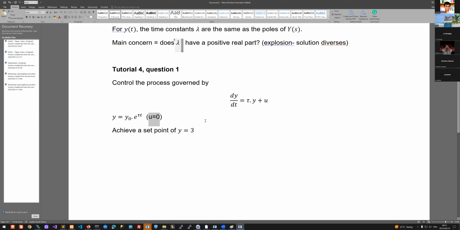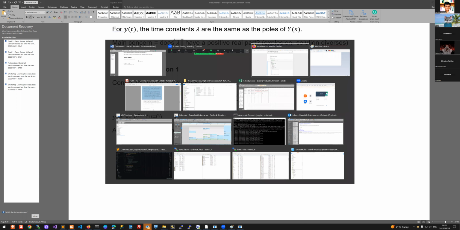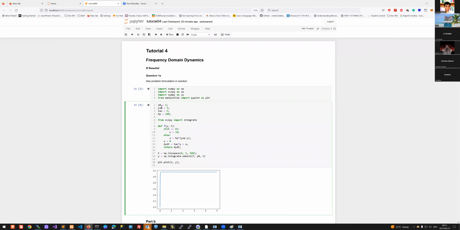So we can simulate it just to see, but we can start out just saying, well, the general solution to this equation when u equals 0 looks like this. So we can see that this is going to exponentially run away from us. So let's see that. Here we've specified an initial condition of 2, just arbitrarily. We want to achieve a set point of 3. We are choosing a tau value of 5. At the moment, we don't need this Kp value because we aren't exerting control yet.